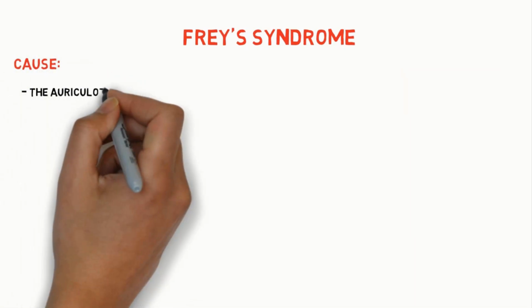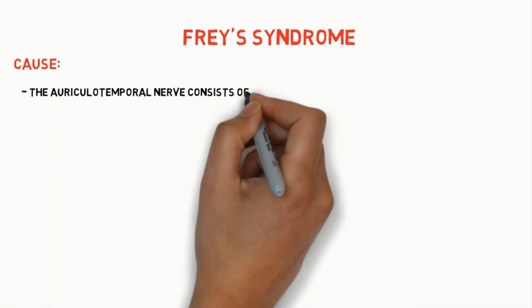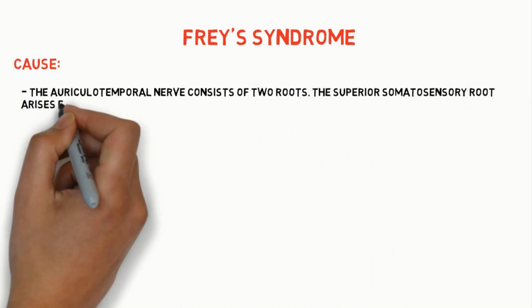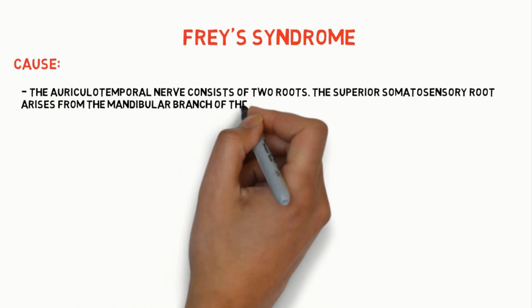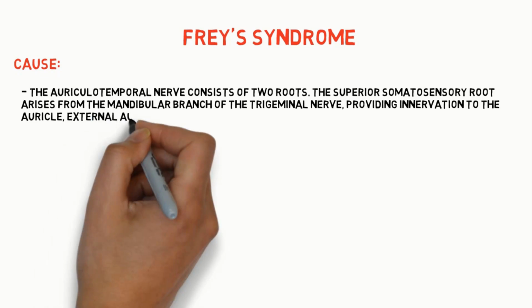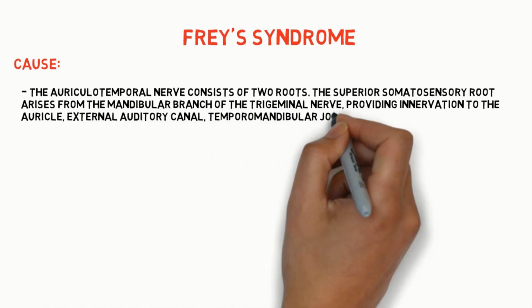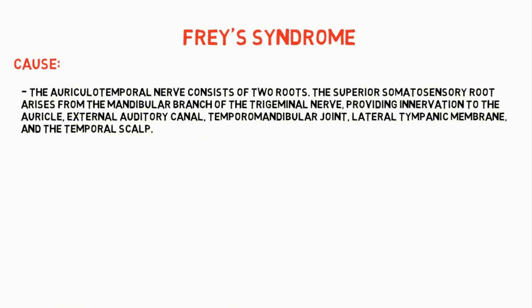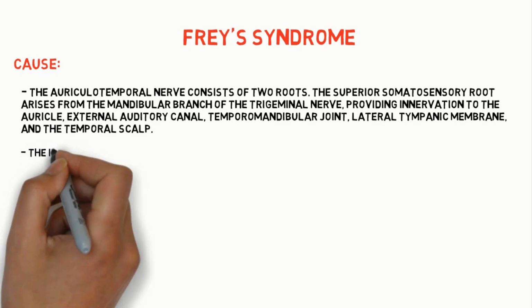Coming to the causes of Frey syndrome. The auriculotemporal nerve consists of two roots. The superior somatosensory root arises from the mandibular branch of the fifth cranial nerve, the trigeminal nerve, providing innervation to the auricle, external auditory canal, TMJ, lateral tympanic membrane, and temporal scalp.